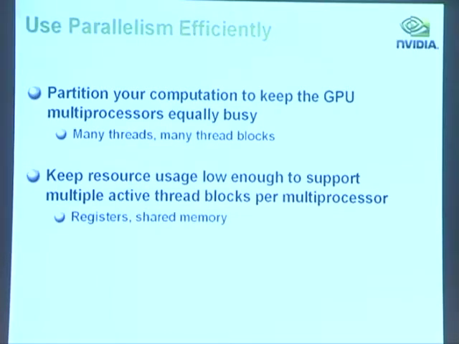Okay, so the fourth strategy is to use parallelism efficiently. Basically, this just means do whatever you can to make sure that you have enough work to keep the GPU busy. So that means partition your computation into blocks so that you can spread it across all the multiprocessors. Have as many of those blocks as you can, and have many threads total. There are also some strategies and heuristics I'll talk about later for figuring out how to size those blocks so that you are able to run multiple blocks per multiprocessor to hide latency as well. And you want to keep the resource usage low enough per block so that you can have multiple active thread blocks per multiprocessor. Those resources that are shared across blocks would be the registers and the shared memory, basically the multiprocessor resources.